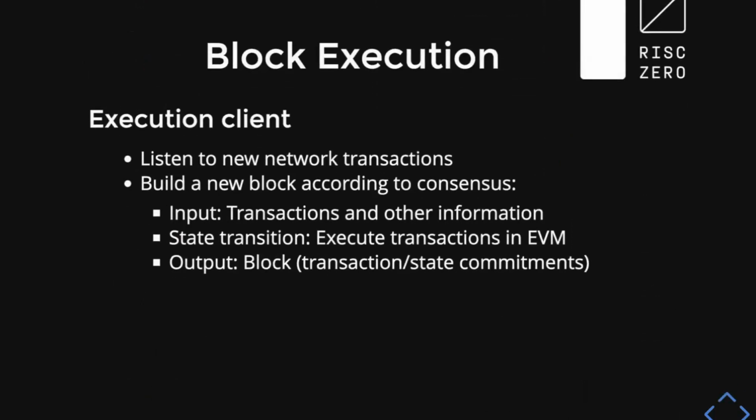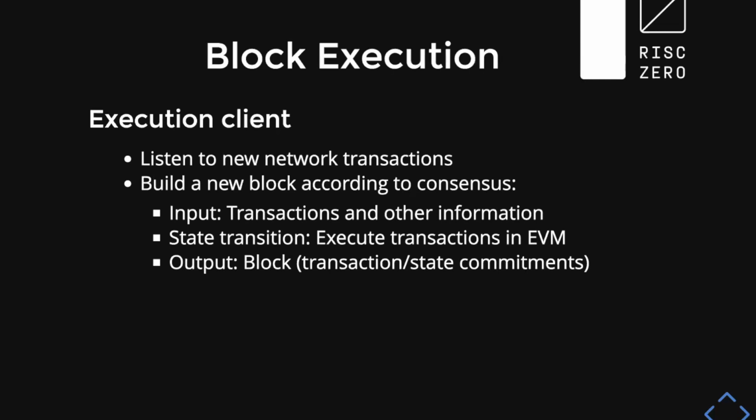What do I mean by block execution? Conveniently, with the merge, when Ethereum switched to proof of stake, Ethereum itself had this distinction between execution client and consensus client: consensus doing the consensus work and execution doing the block execution. So what does an execution client do? It listens to new transactions broadcast to the network, and then at certain points when it's triggered, it tries to build a new block.